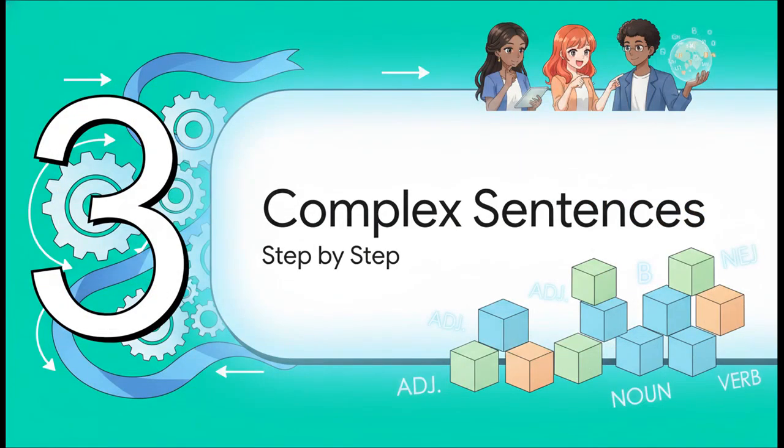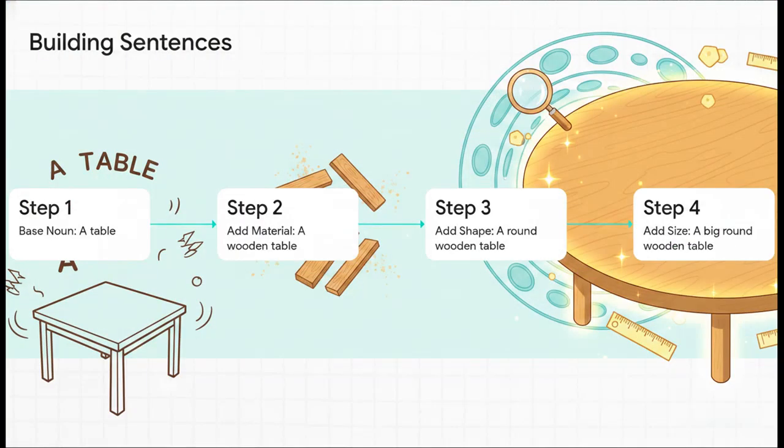Section 3. Building complex sentences. Let's put this rule to work and see how a sentence actually builds step by step. Look at step 1. We start super simple, a table. Step 2, let's add what it's made of. Material comes right before the noun, right? So it's a wooden table. Step 3, let's toss in its shape. Checking our rule book. Shape comes before material, so a round wooden table. And finally, step 4, size. Size comes before shape, so our final, perfectly structured complex sentence is a big, round wooden table.